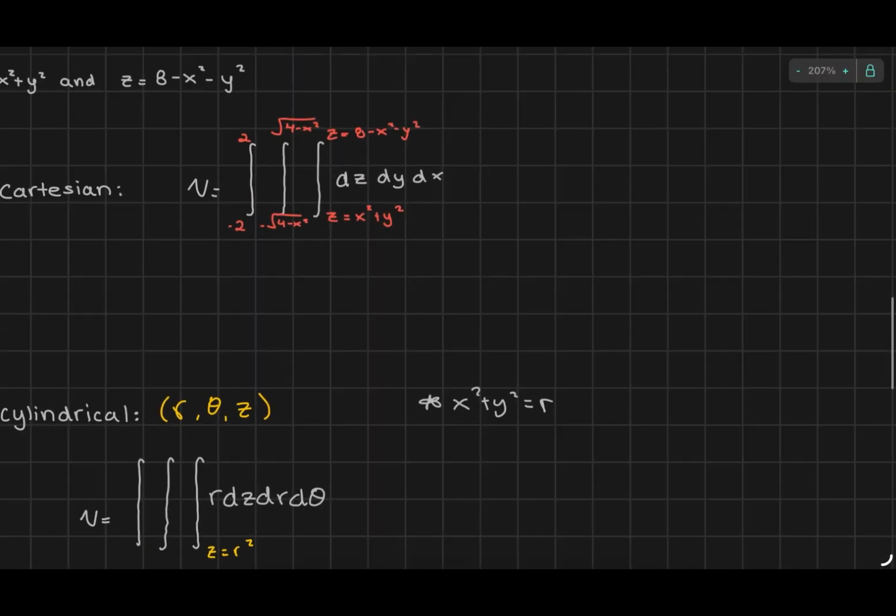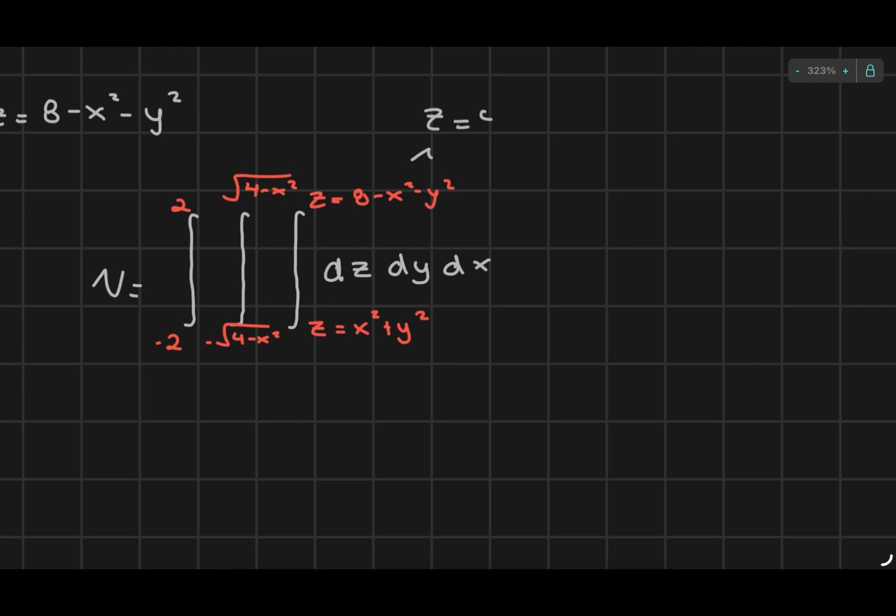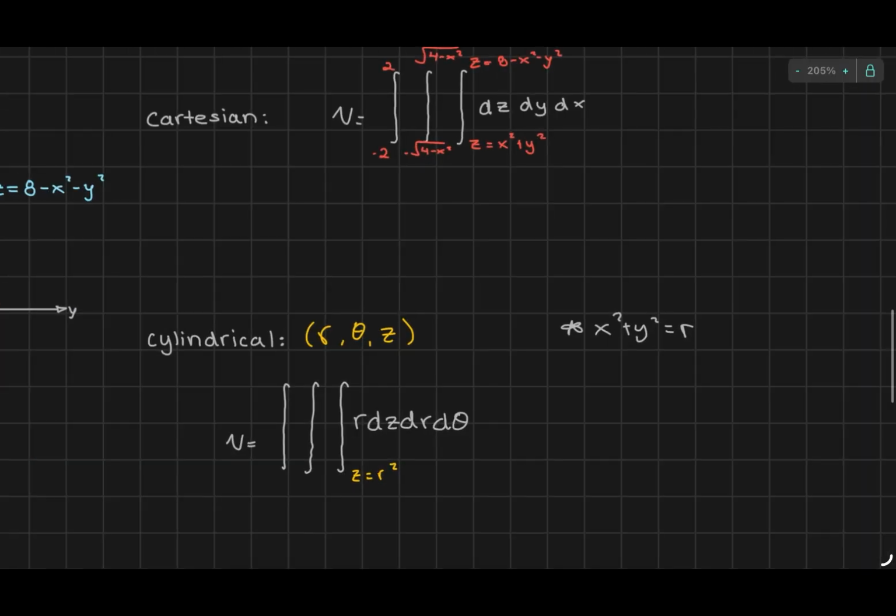And similarly up here, z is equal to 8 minus x squared minus y squared. Well, what is that just equal to? I guess that's just going to be z equals 8 minus x squared plus y squared. And that's just going to be 8 minus r squared using this transformation right here.